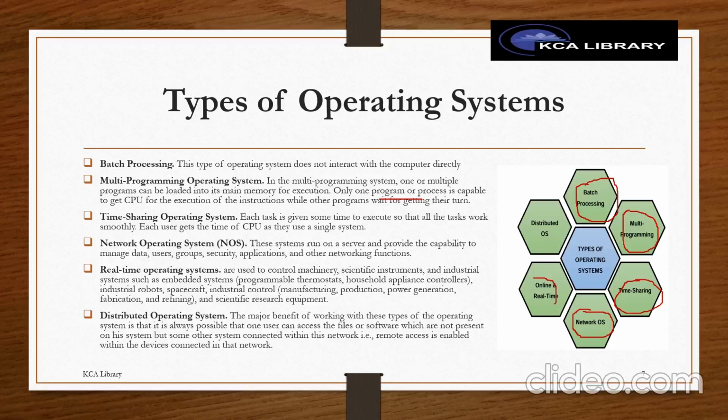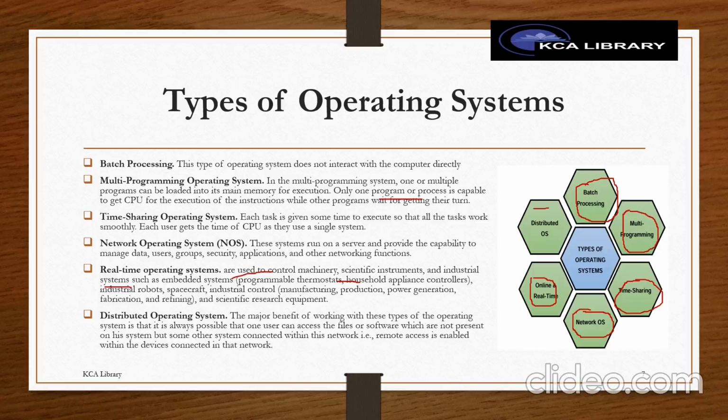Then we have the real-time operating system, or what they call online and real-time operating system. These are used to control machinery, scientific instruments, and industrial systems such as embedded systems. They are mostly used in the robotics industry, spacecraft, and industrial control, for example in manufacturing, production, and power generation.